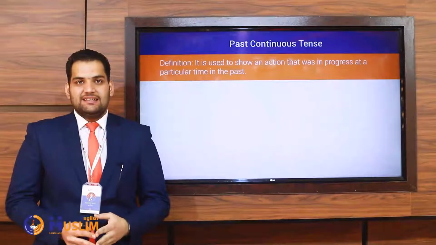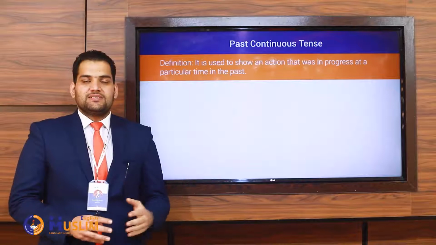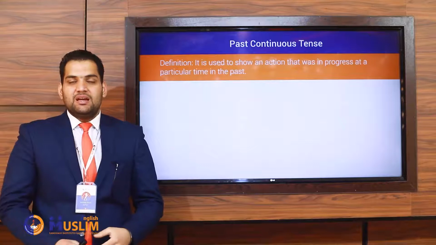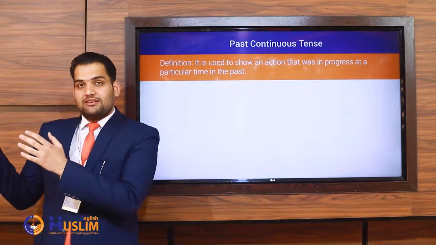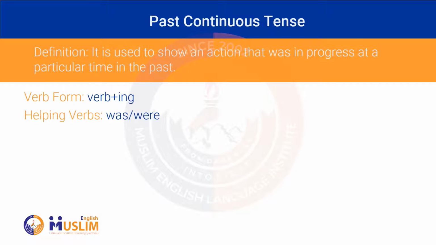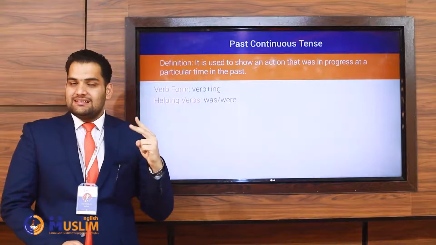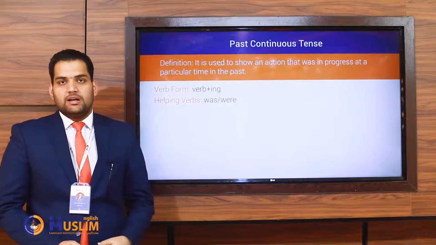To understand it easily, let's compare it with the present continuous tense. The present continuous tense talks about an action that is in progress right now at the time of speaking. But the past continuous tense talks about an action that was in progress at a particular time in the past. The verb form that we use here, as in all the continuous tenses, is verb ing, and the helping verbs are was or were. In the present continuous tense we use is, am or are. But in the past continuous we use was or were.